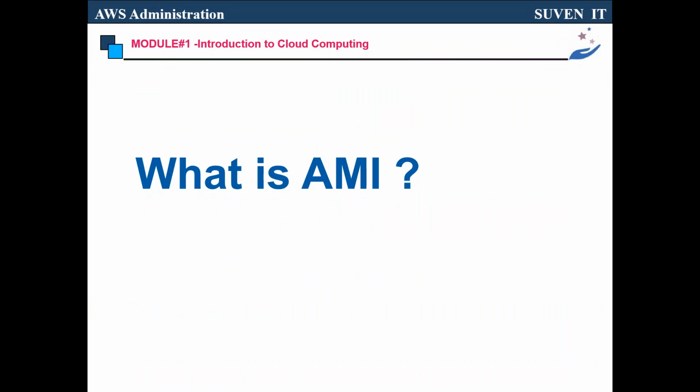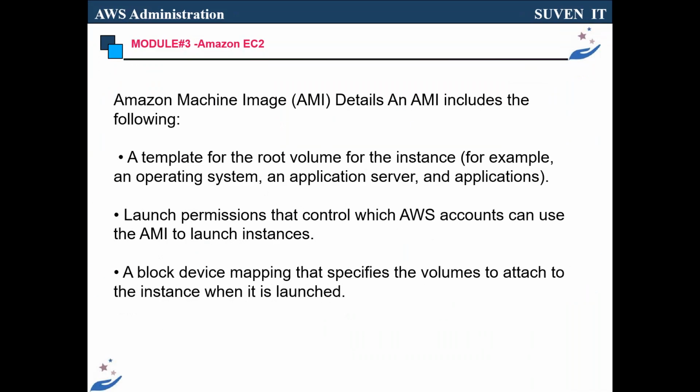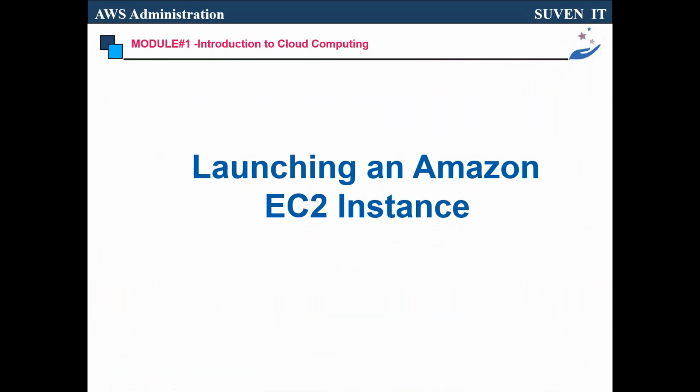About AMI, we will discuss AMI. AMI means Amazon Machine Image, where you have the templates and all. Templates with a root volume. I will show you practically how this AMI is created and how to manage the AMI. So that we will discuss.